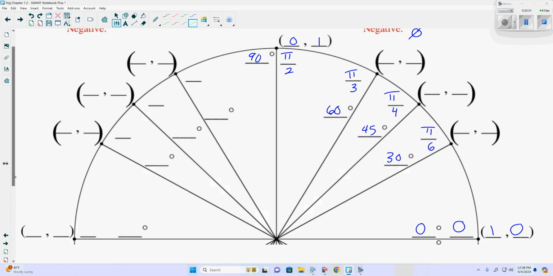So the other ones here, 30, 45, 60. For 30, I'll have square root of 3 over 2 and 1/2. For 45, pi over 4, it's square root of 2 over 2, square root of 2 over 2. And lastly, we have 1/2 and square root 3 over 2. I'm going to try to write that again.